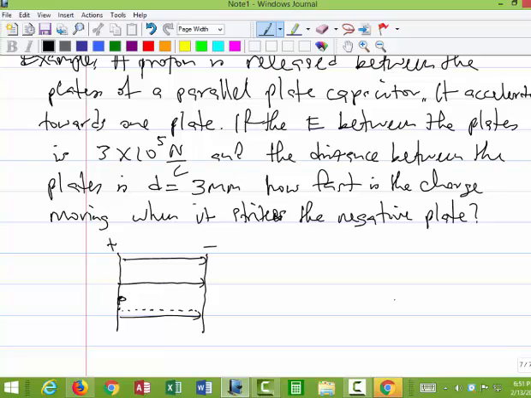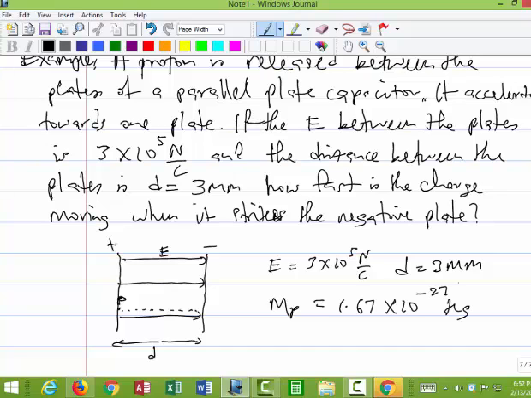The distance between the plates is d, and the electric field E is equal to 3 times 10 to the power 5 newtons per coulomb. We say d is 3 millimeters, and let me give you the mass of the proton also. Mass of proton is 1.67 times 10 to negative 27 kilograms.